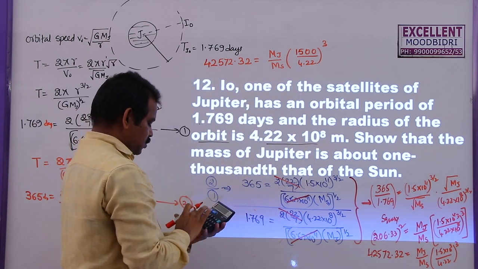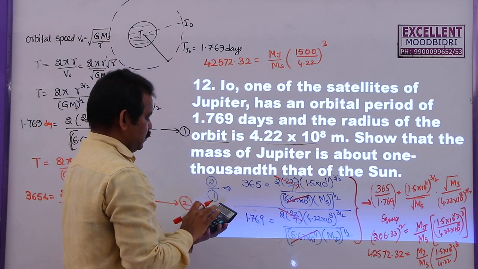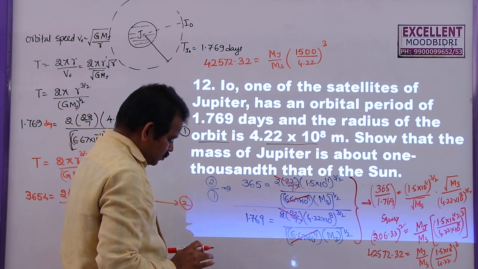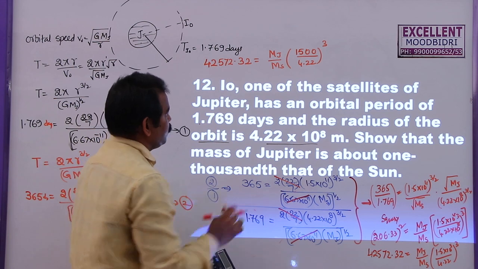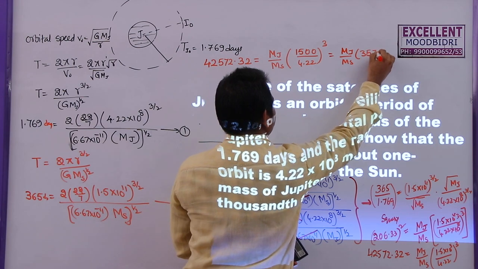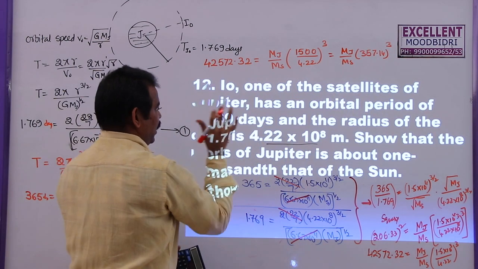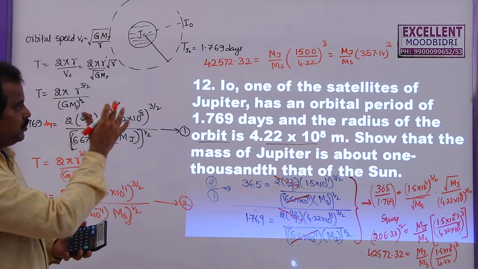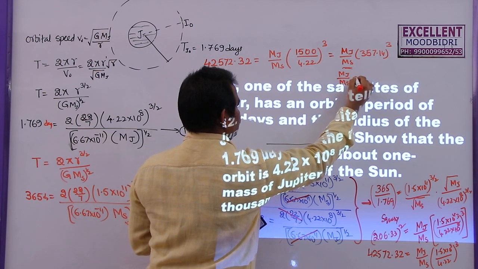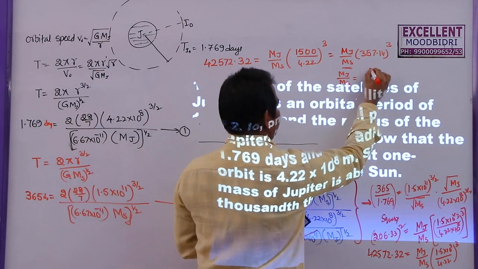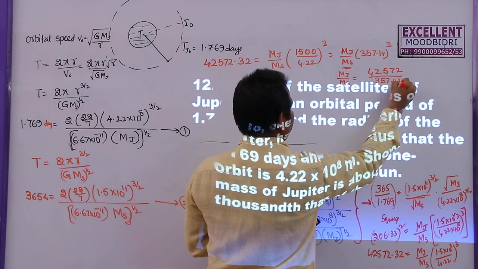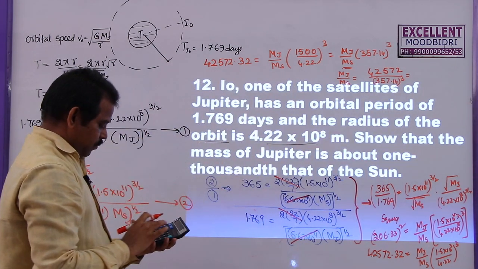So this is 1500 divided by 4.22, which is given by 357.14. So this is 357.14 whole cube. Now I need to compare the mass of Jupiter with the mass of Sun. So let me keep the mass of Jupiter by the mass of Sun here. You bring this one to this side. This will become 42,572 by 357.14 whole cube.